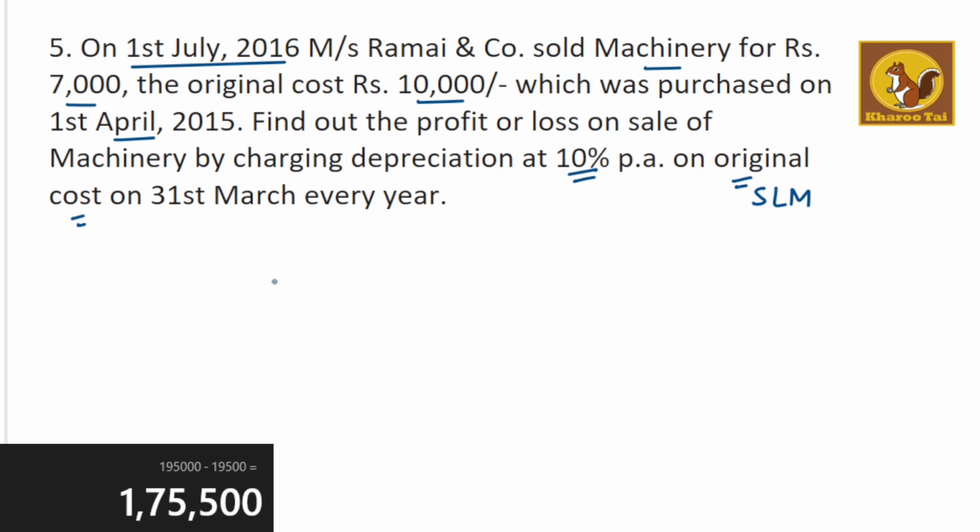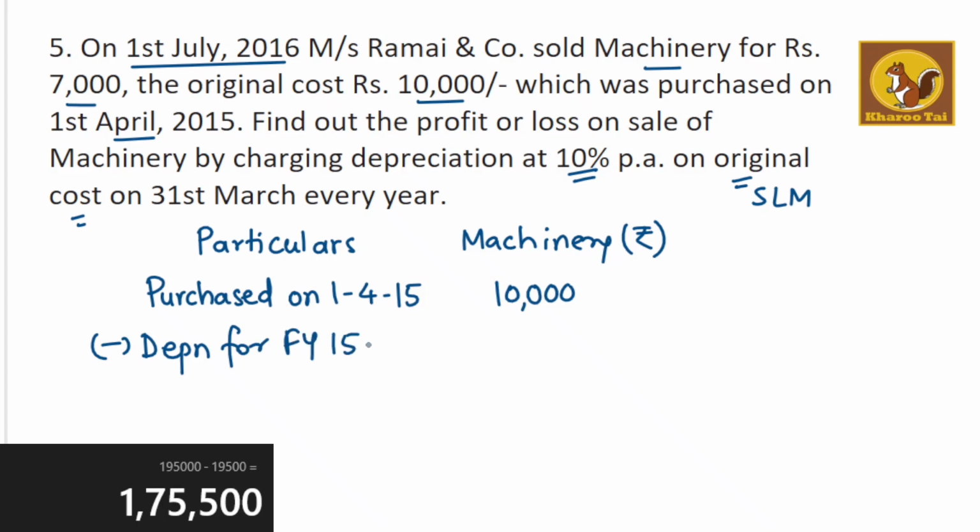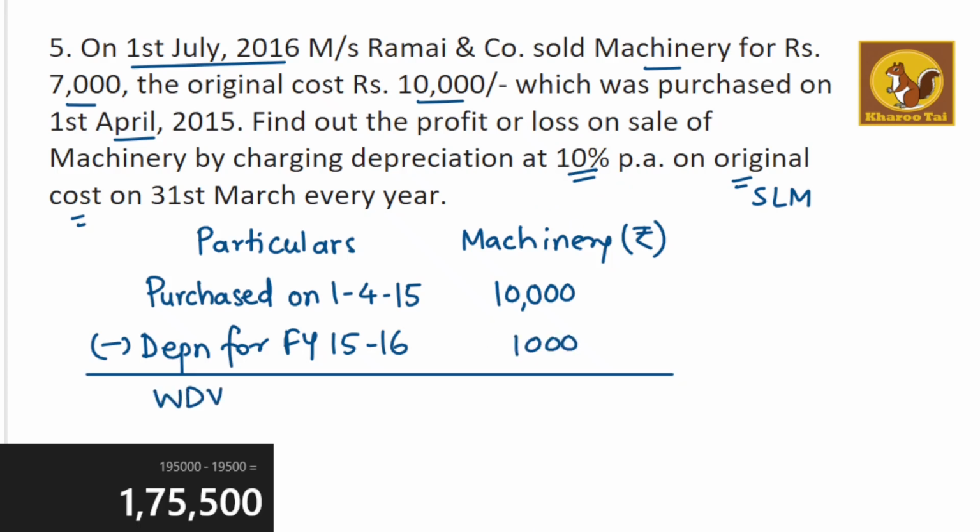So let's do the working. Particulars: machinery purchased on 1st April 2015 and the cost was 10,000. Then we will deduct depreciation. Depreciation for FY 15-16. Depreciation is at 10% per annum, so the value will be 1,000. WDV as on 31st March 2016 will be 9,000.